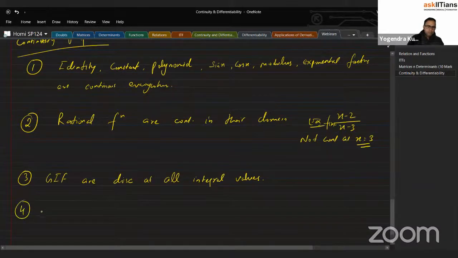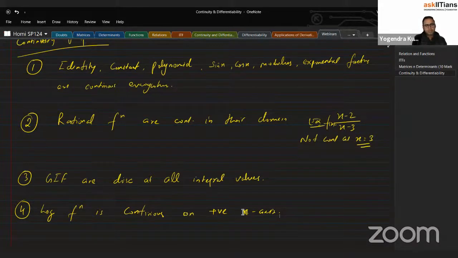Fourth, for log also we can write down: the logarithmic function is continuous on the positive x-axis, because on the positive side only we get the graph. Log is not defined for negative numbers. So you can remember these results also, which will be helpful to answer few questions faster.